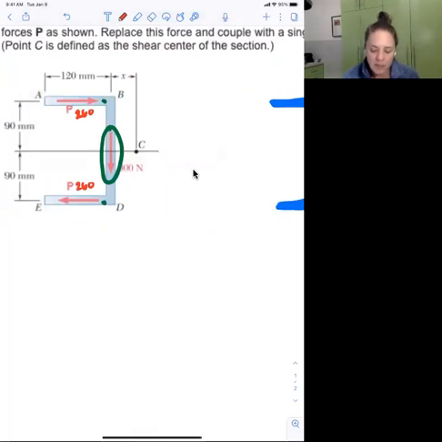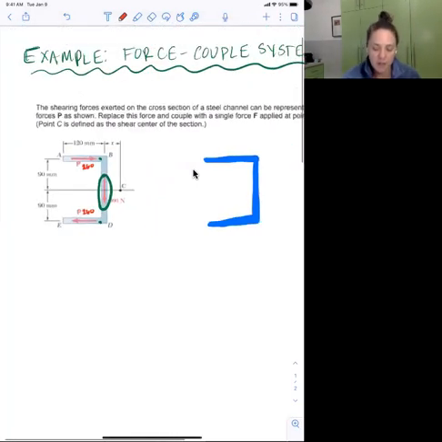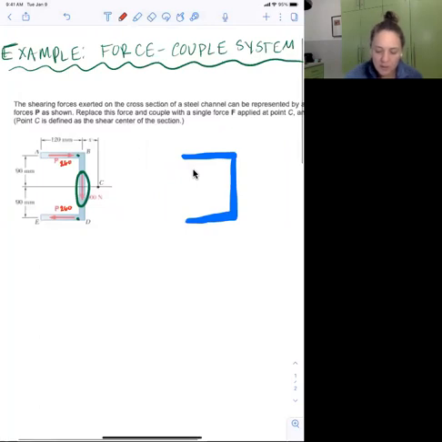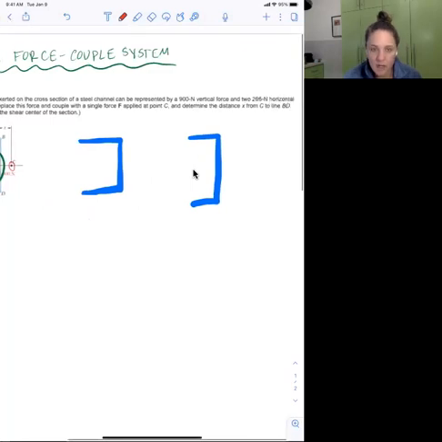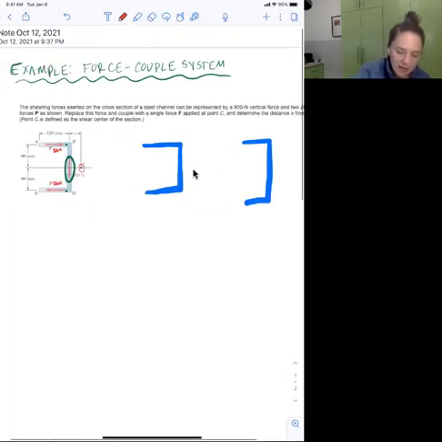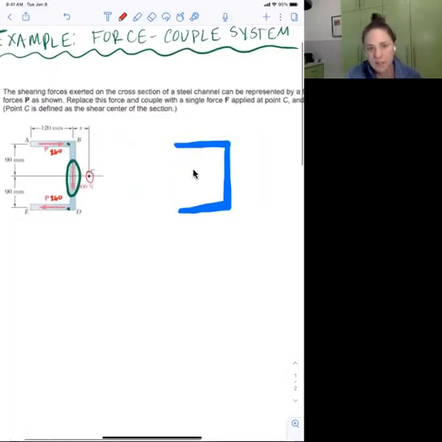And we would like to replace this force and couple system with a single force applied at point C. And you'll notice point C is here off of the body. And we need to also determine this distance X that C lies off of the body, okay?